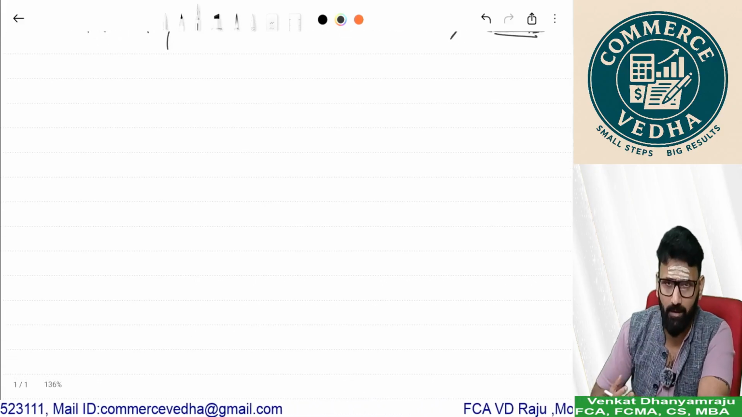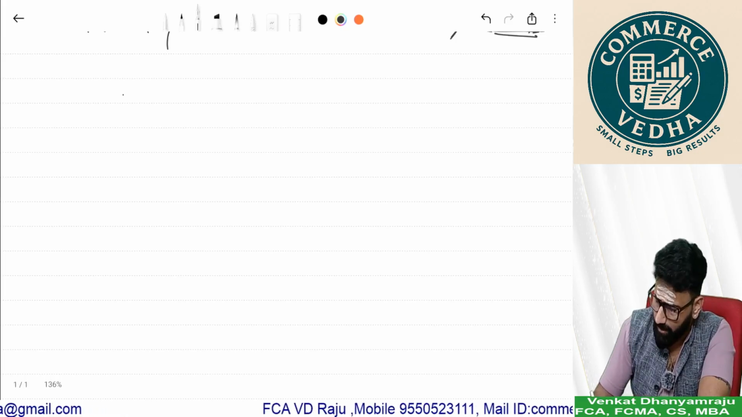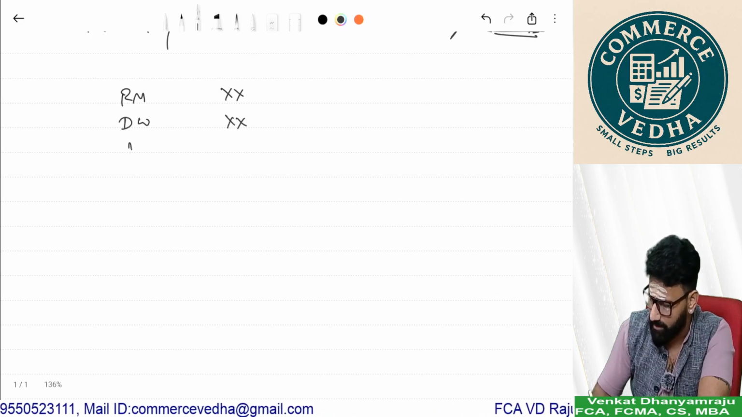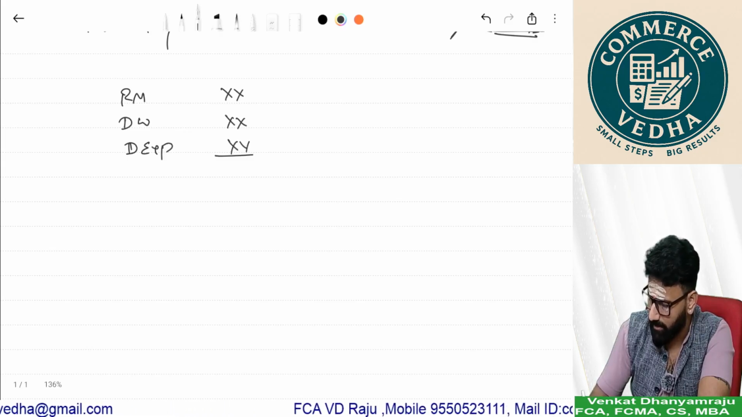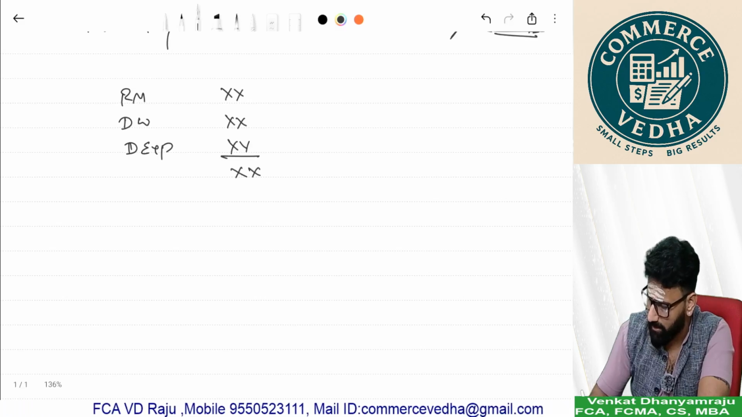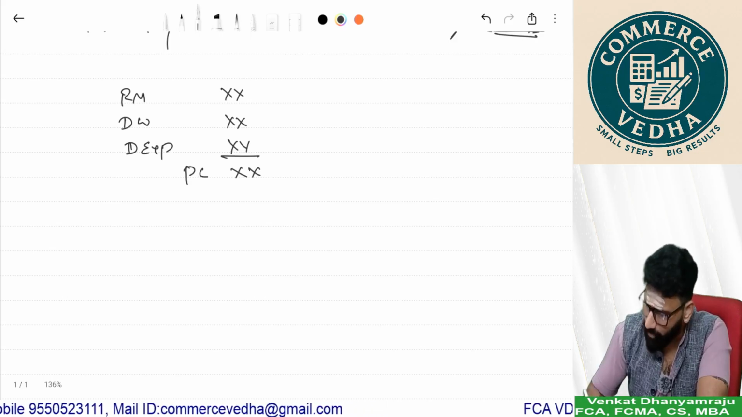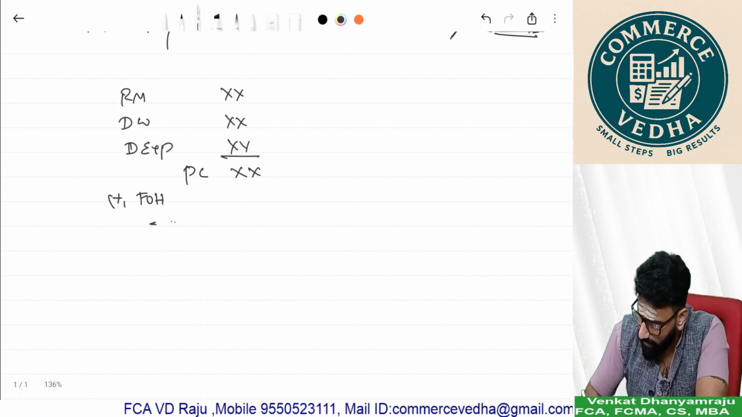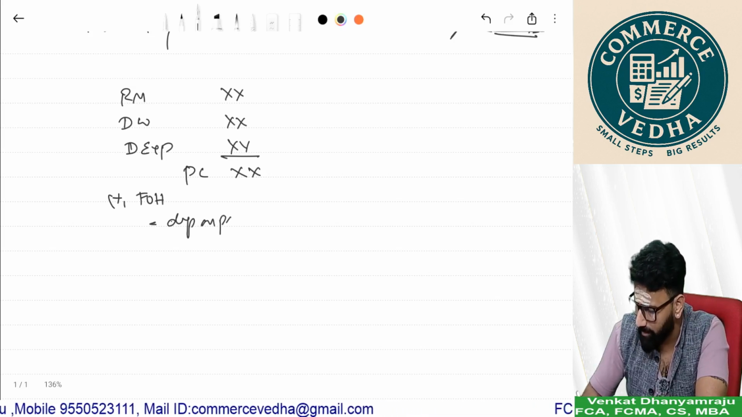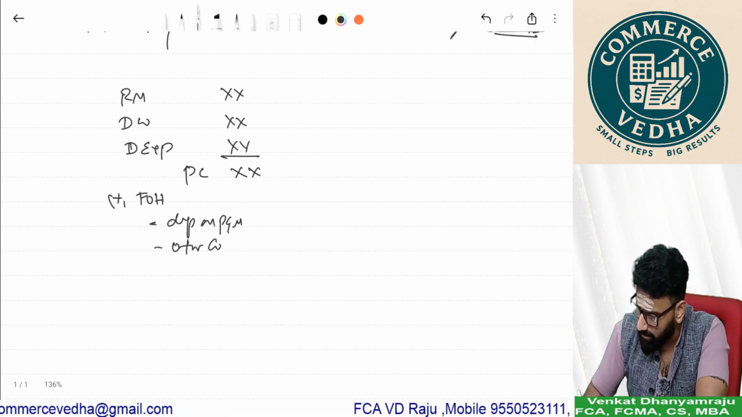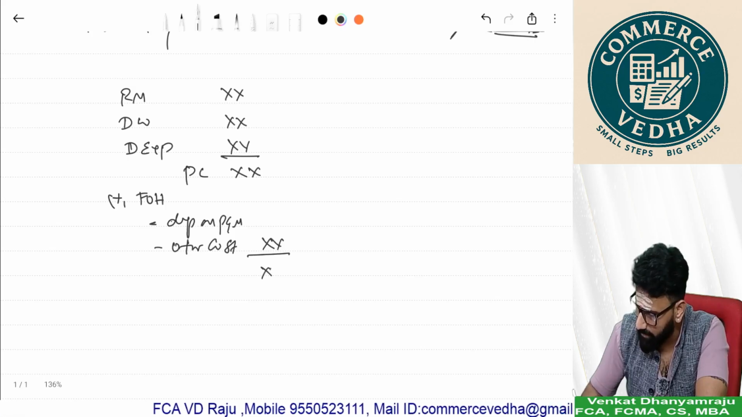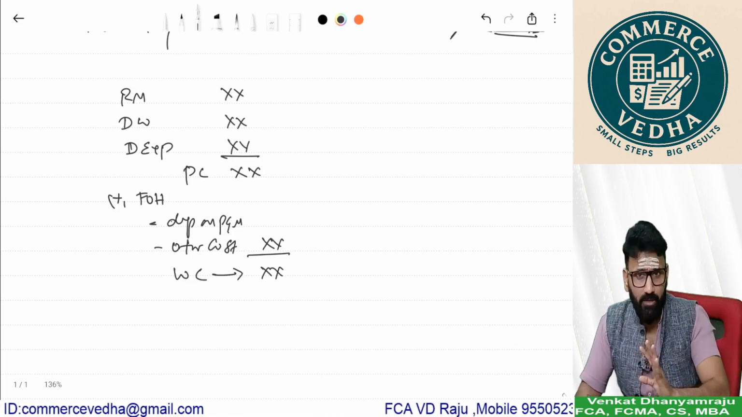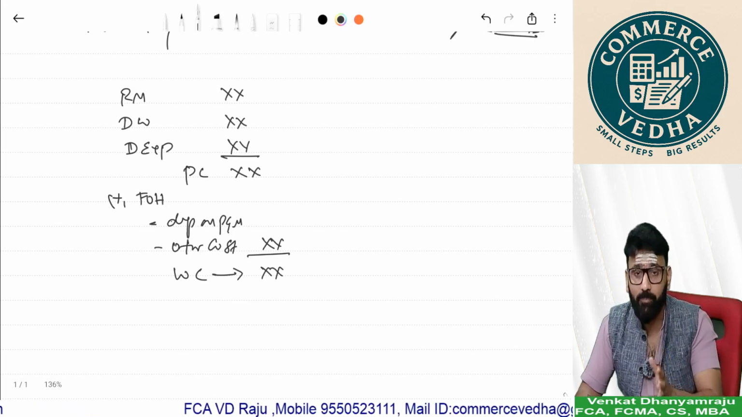Suppose in my cost sheet, I have raw material consumed, direct wages, direct expenses. I have my prime cost, right? And with my prime cost, I'll add factory overheads. In these factory overheads, I'll have depreciation on plant and machinery and other cost. I'll get my works cost. I'm here not talking about opening and closing WIP, the complete cost sheet. I'm only explaining the concept of total cost.